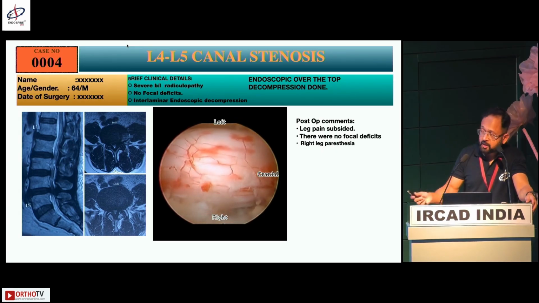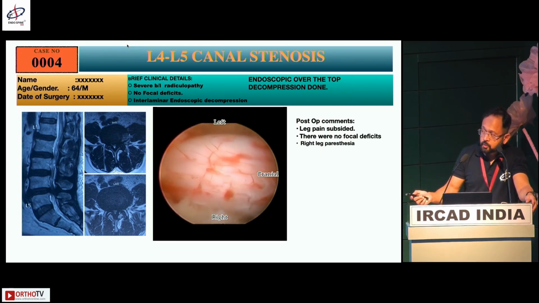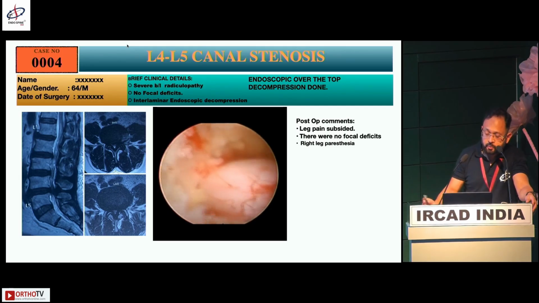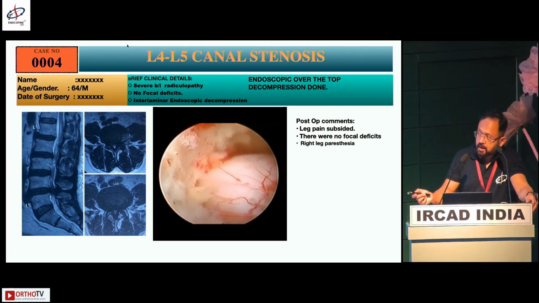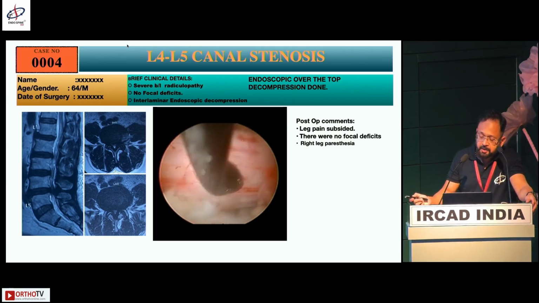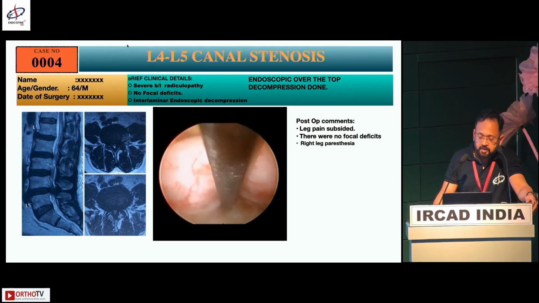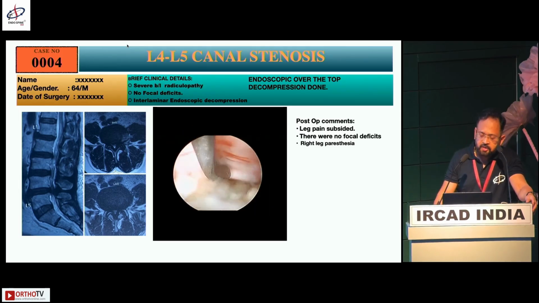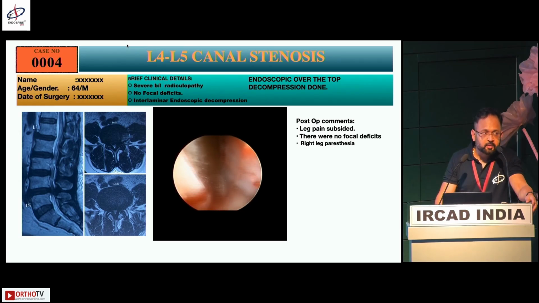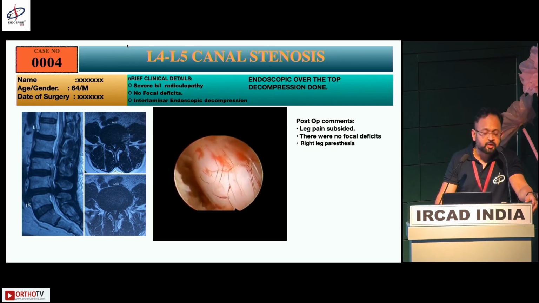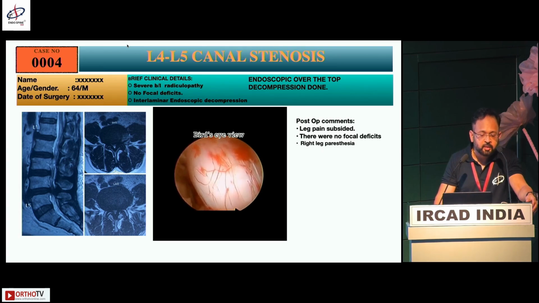You can see the ipsilateral root, you can see the central cord, you can see the caudal lamina. There is not even a single bit of flavum left over. You can see both the roots are free. There is no disc herniation. So you expect the patient to have a good functional outcome because you have a bird's eye view of what you see in a regular conventional surgery. The canal stenosis has been well achieved.